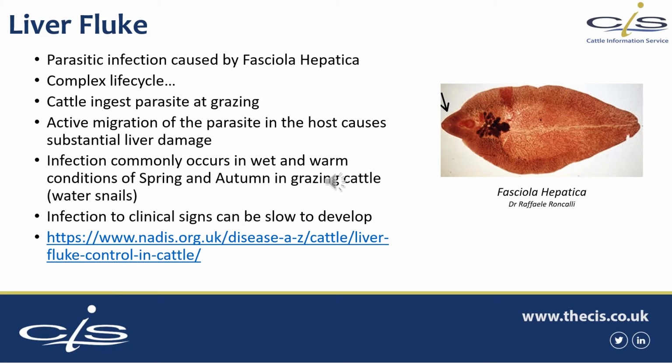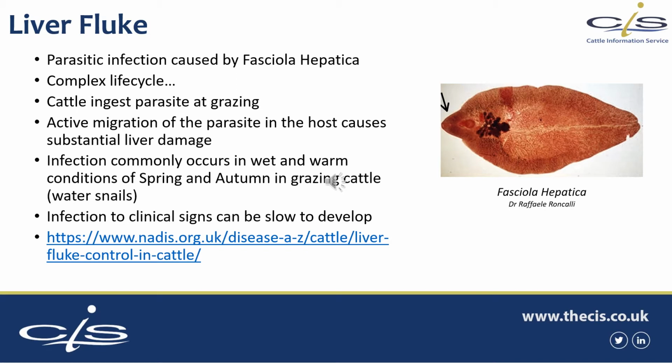So first things first, what actually is liver fluke? So liver fluke is a parasitic infection caused by Fasciola hepatica. We're going to be talking about fluke in dairy cattle today, but you can find it in sheep, you can also find it in humans, and there's plenty of other species that are affected by liver fluke all over the world, so this isn't a problem that's just limited to the UK.